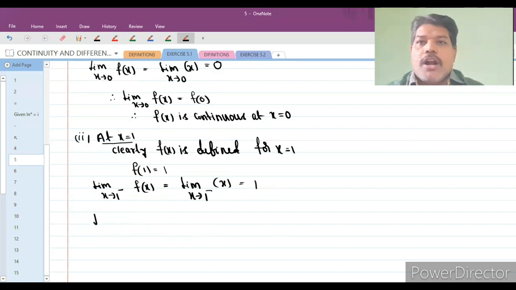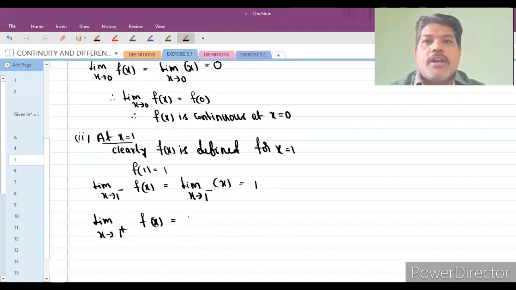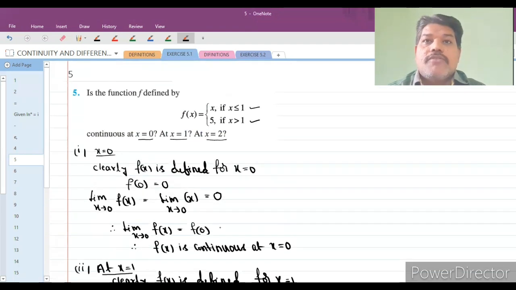Similarly, we take the limit as x tends to 1 plus of f of x. In that case, what happens? I already told you what the function is if x is greater than 1. See the second case: if x is greater than 1, f of x is 5.